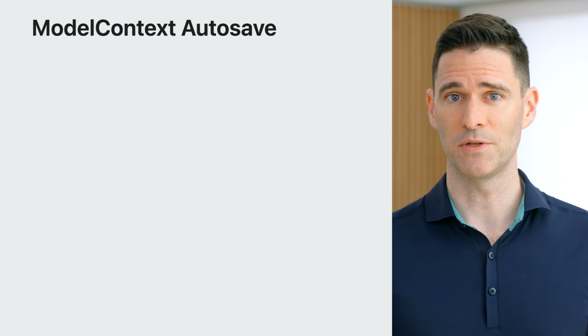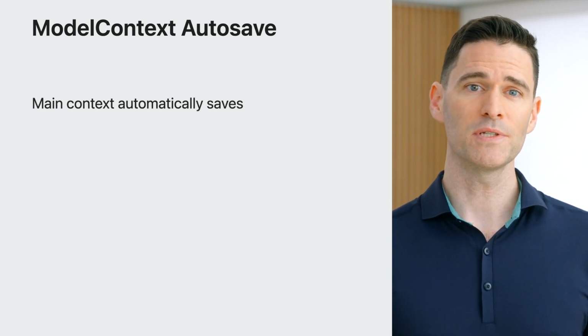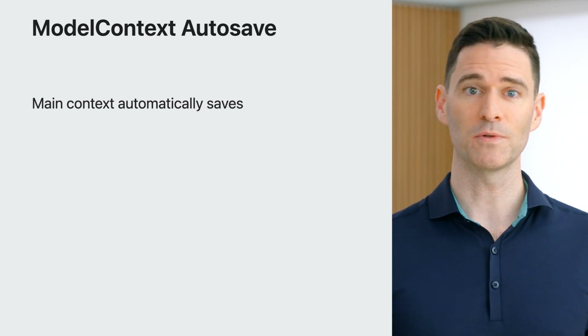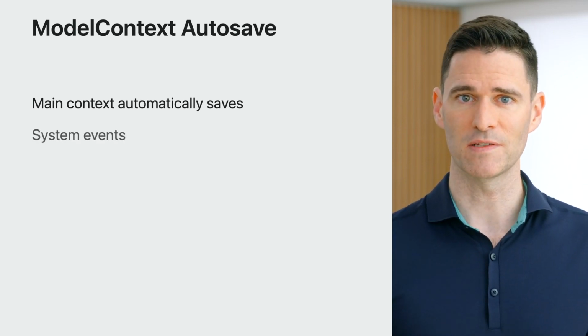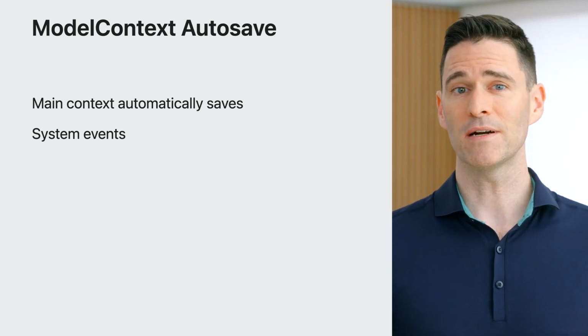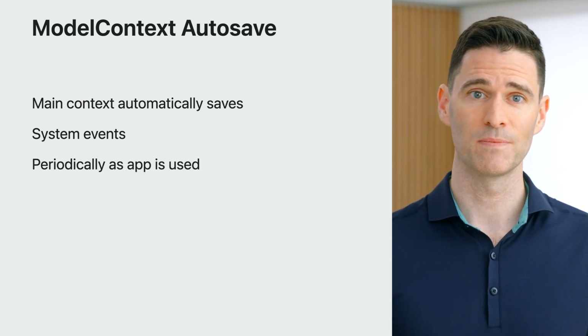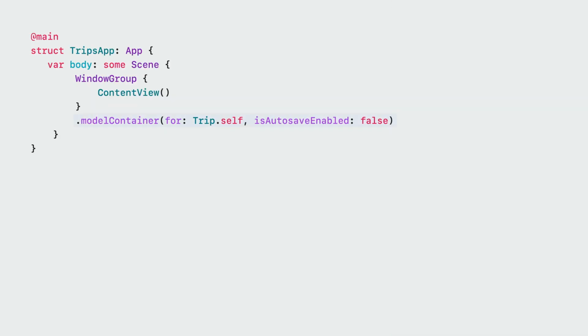Another standard system feature supported by ModelContext is autosave. When autosave is enabled, the ModelContext will save in response to system events like an application entering the foreground or background. The main context will also periodically save as an application is used. Autosave is enabled by default in applications and can be disabled if desired using the ModelContainer modifier's isAutoSaveEnabled argument. Autosave is disabled for model contexts created by hand.